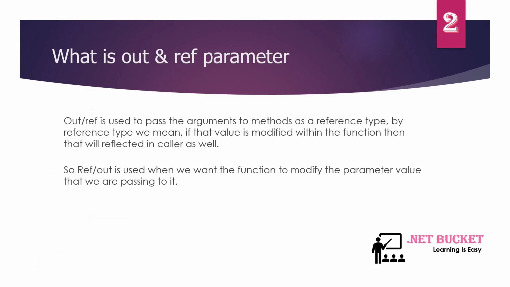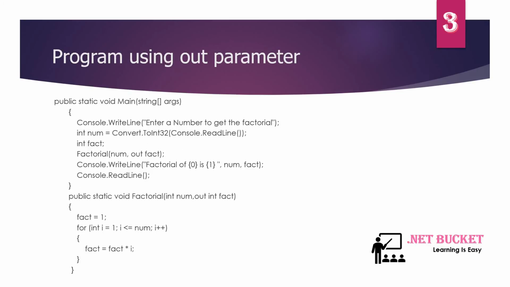So let's go back to the slide. As we have discussed, out or ref is used to pass the argument to a method by reference type. So by reference type, what we mean is that the function can modify the value of the parameter. Basically, we generally use ref or out when we want a function to modify the parameter value that we are passing to it, or when we want to return multiple values from a function. So these are the two reasons we use out or ref.